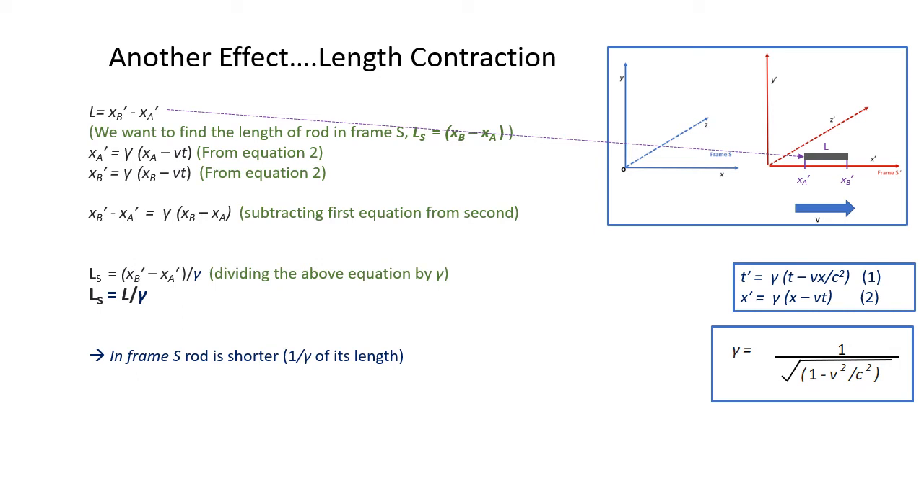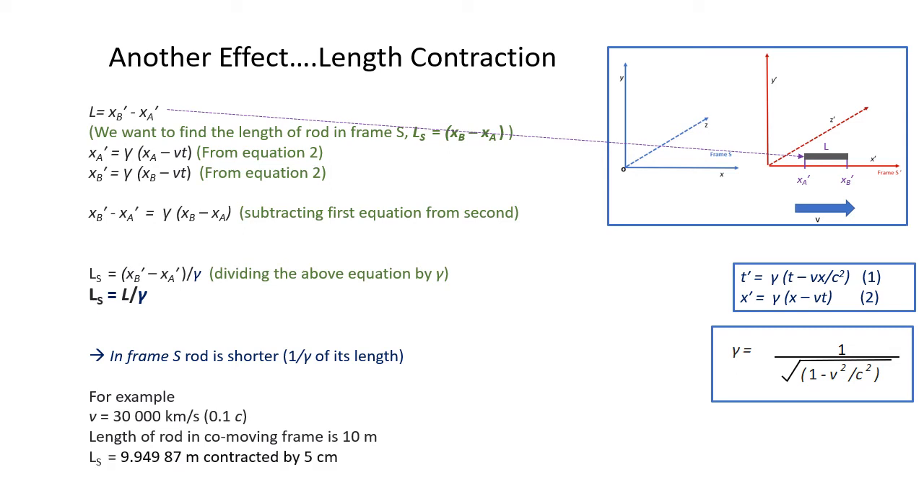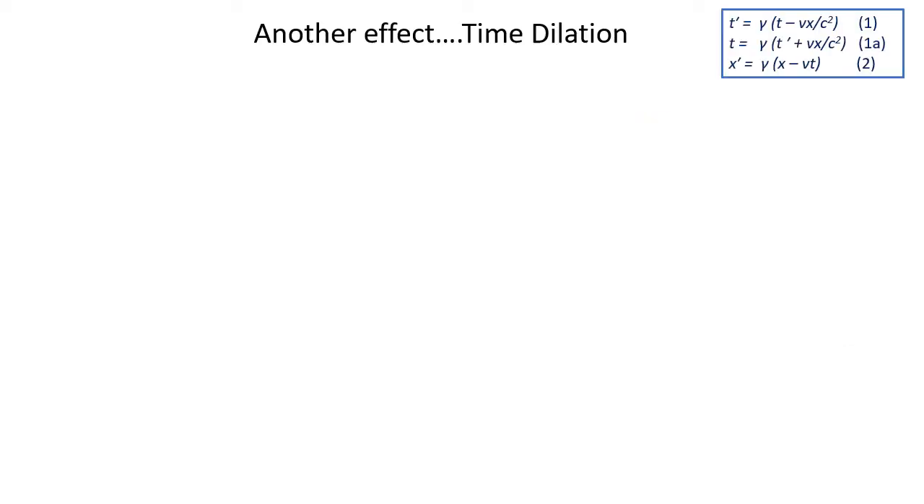If we take an example, if we imagine that v is 0.1 the speed of light and the length of the rod in the co-moving frame is 10 meters, it's been contracted by 5 meters with respect to the stationary frame. An interesting effect of special relativity is time dilation.